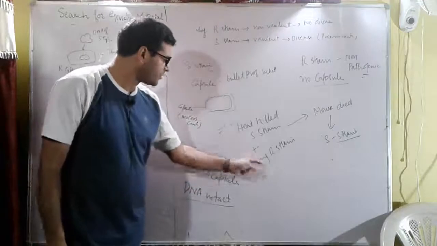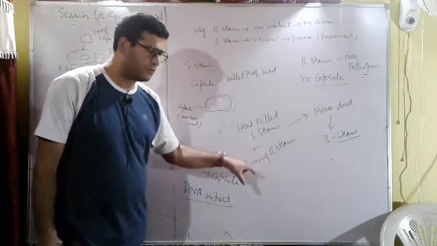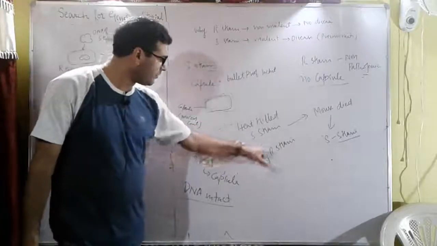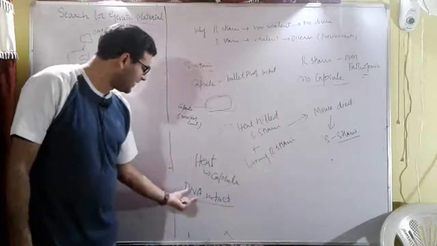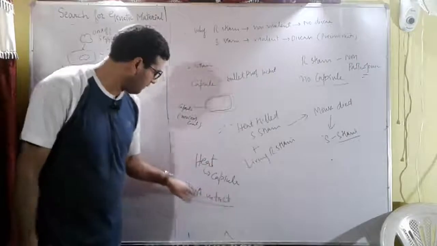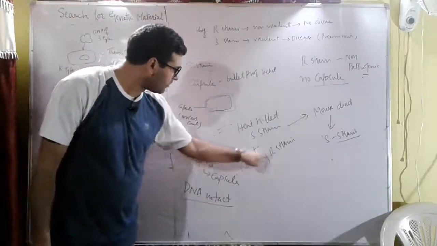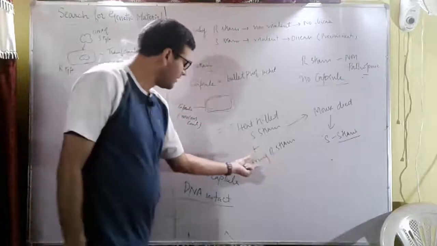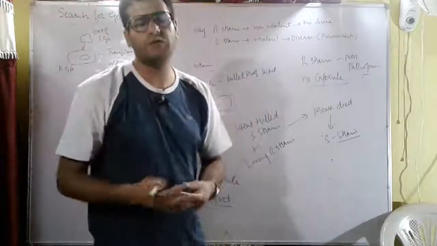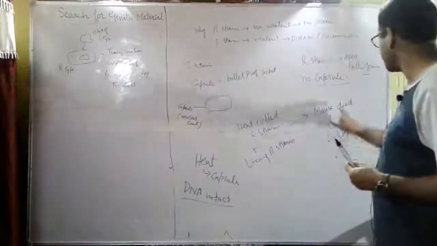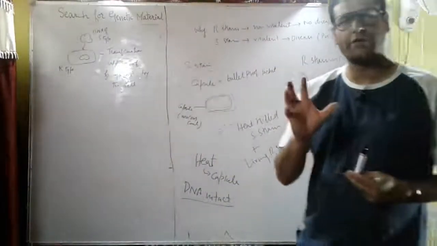And when we mixed this heat killed S strain with the living R strain, this DNA got introduced into the living R strain. As a result, the living R strain got transformed into the S strain, and this S strain of bacterium was recovered from the dead mouse. I hope that you have understood.